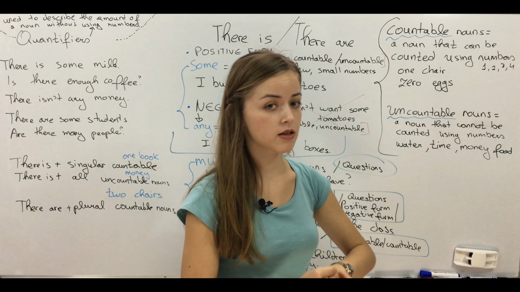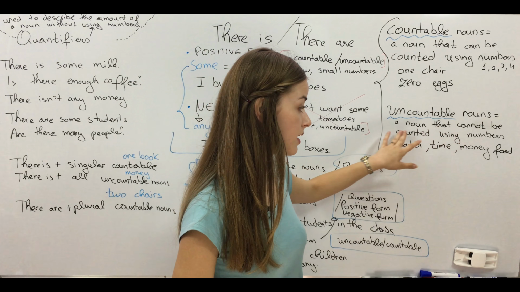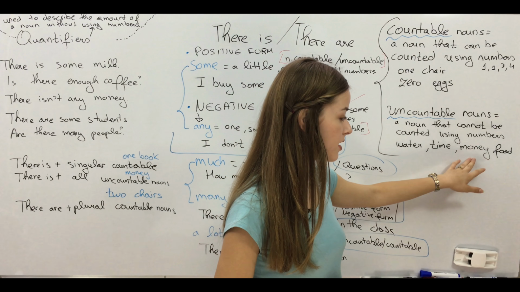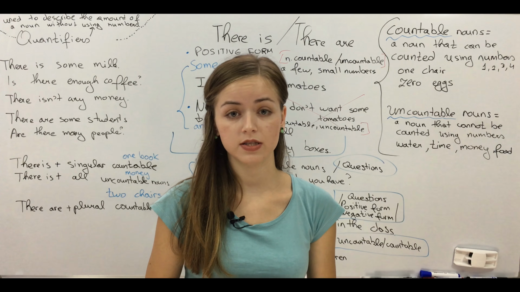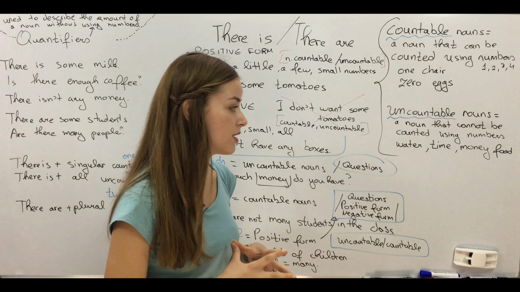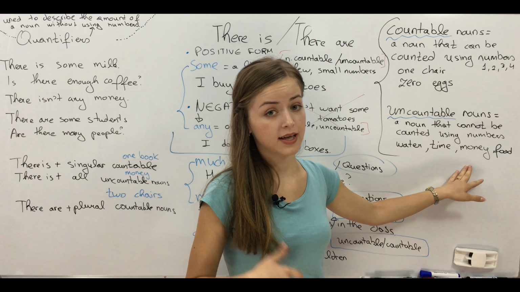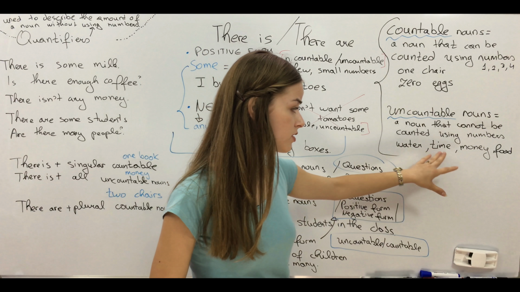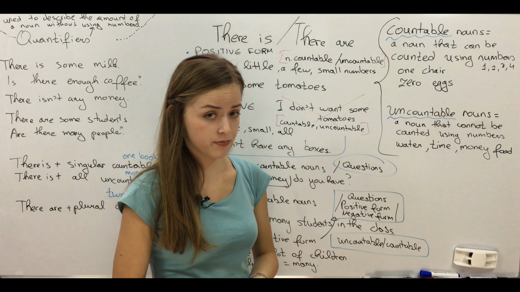Uncountable nouns is the opposite. So it means a noun that cannot be counted by using numbers, like water, time, money, food. I know you are thinking maybe that we can count money. We say $3, $10, and so on. Okay, that's correct, but we are talking about the word money, which we can't count. We can't say 1 money, 2 money, 3 money. And it is the same about water, time, and food, which many people think the same argument.